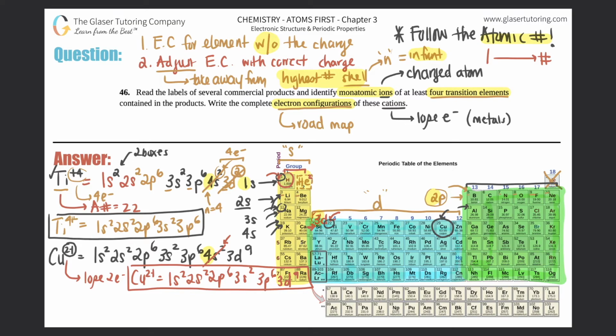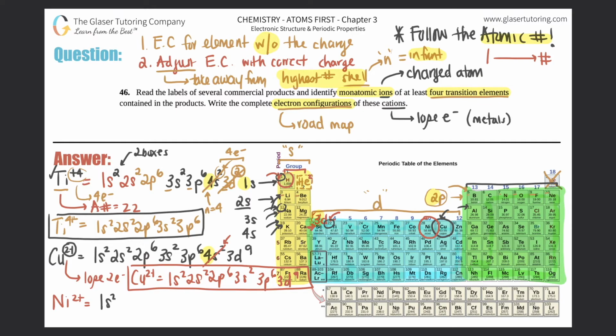Let's do the nickel one, Ni2+. So we have to write the element without the charge, and then we take into consideration the charge. So nickel is literally just 1 away from copper. So it would be the same thing that we wrote, but just 1 away. Instead of 9, it would be 8. Do you guys get that? But if you have to follow the atomic number, go for it. Start with 1 and end at number 28.